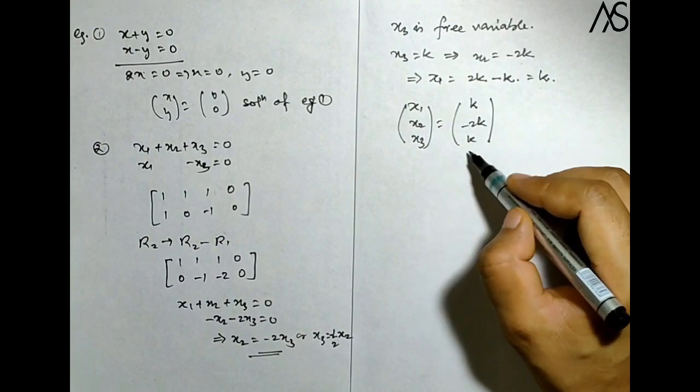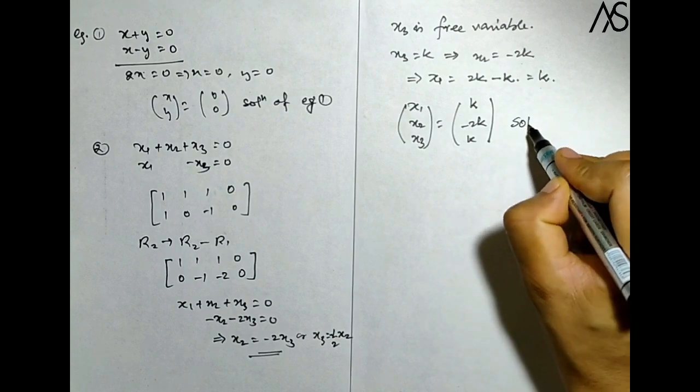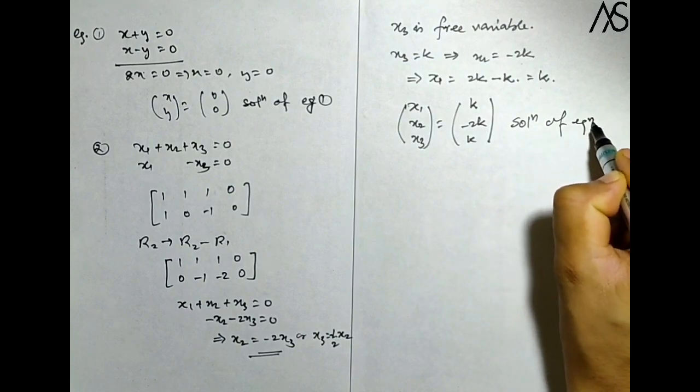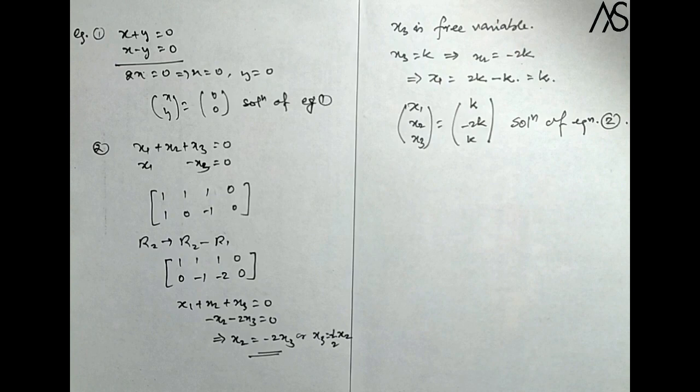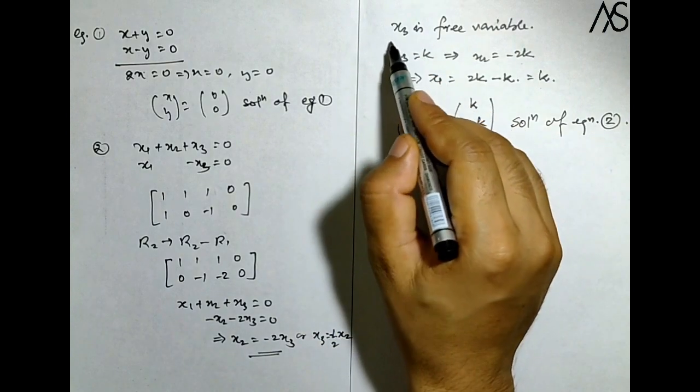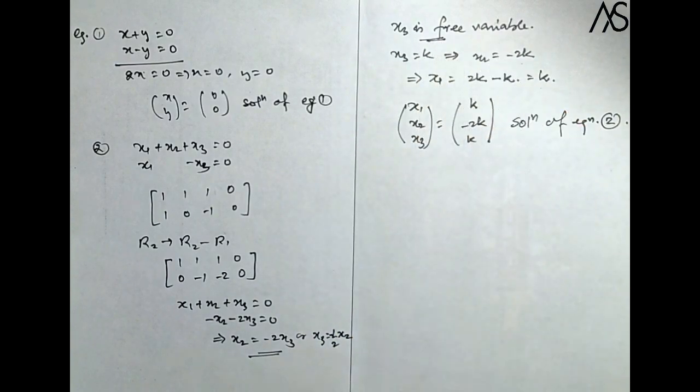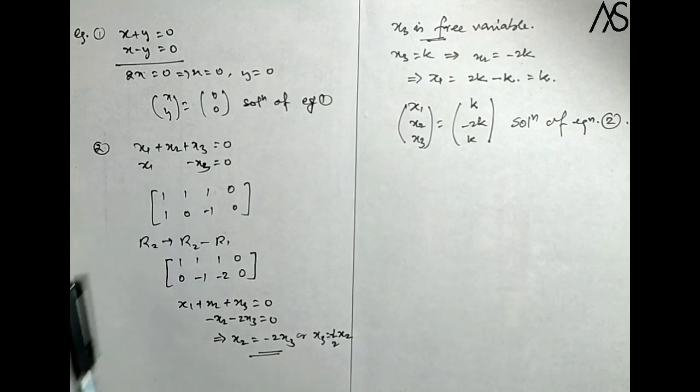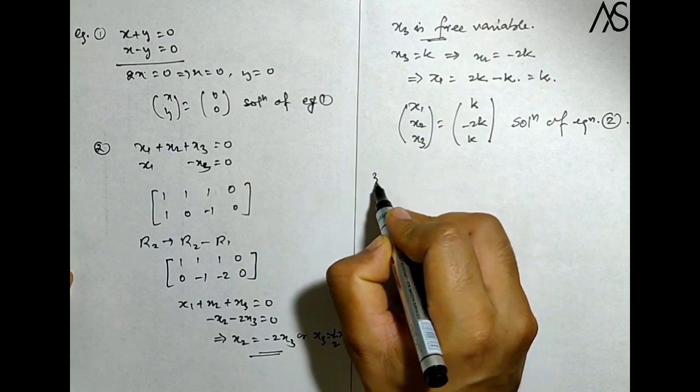So for arbitrary choice of k, we have infinite solutions of example 2. Here we choose x3 as the free variable. You can choose x2 as the free variable, or you can directly choose x1 as the free variable. So it depends on you which variable you choose as free. Now for additional example 3.